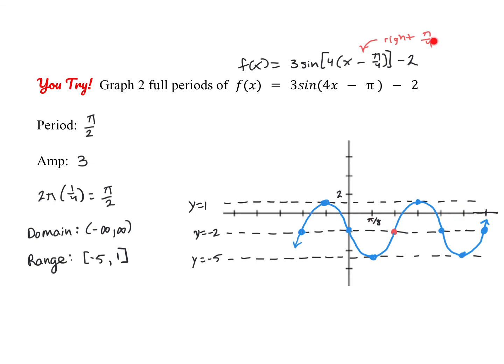Now here we're shifting to the right by pi over 4, so instead of starting here, my starting point is here. And then I'm bouncing from middle to max, middle, min, max. And you can see that I have my midline at -2, my maximum at 1, because my amplitude is 3, so I went up 3. And then my minimum is at -5 because I went down 3 from my midline. And you see my domain and range right here.